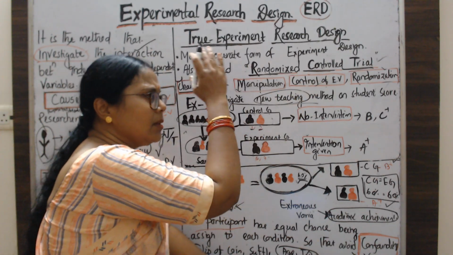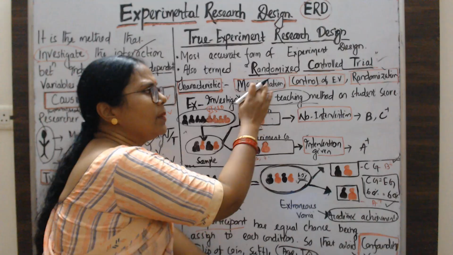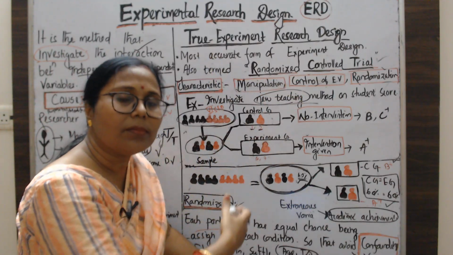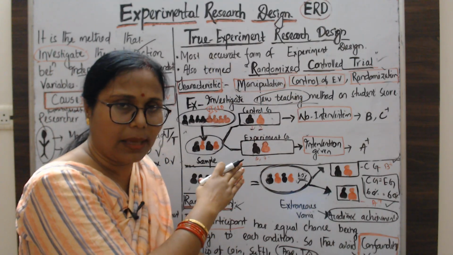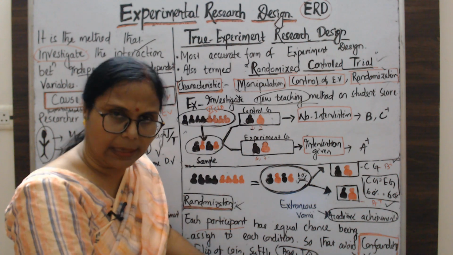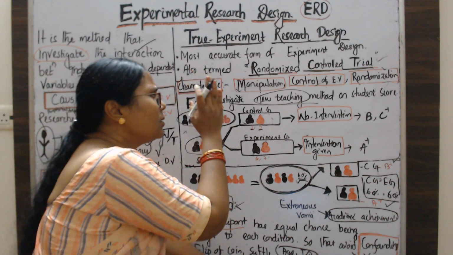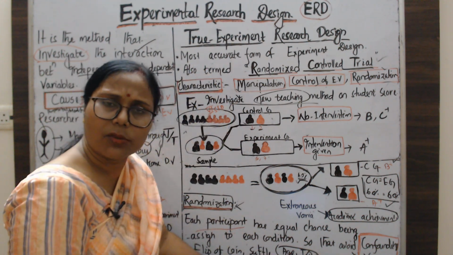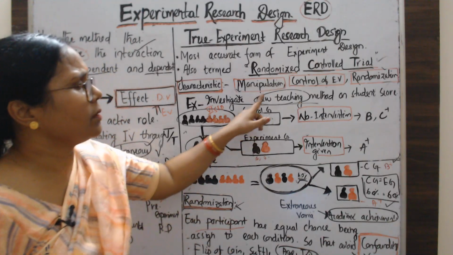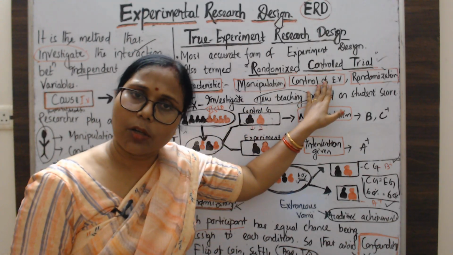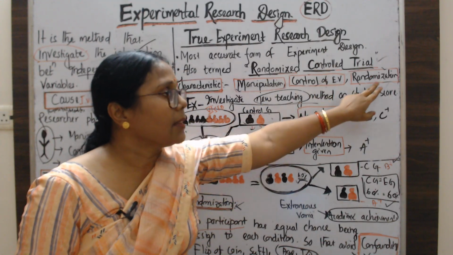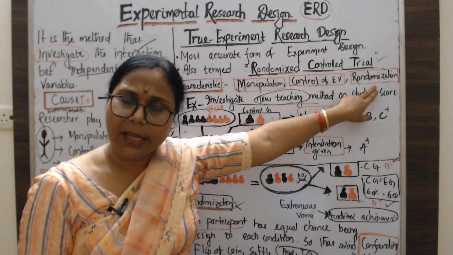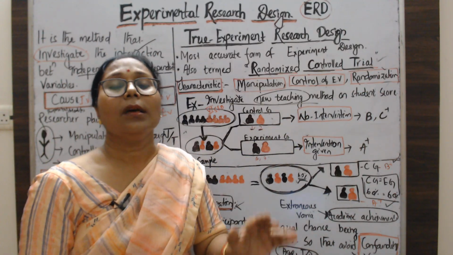In this name, randomized controlled trial, there are three characteristics, which will be discussed in this lecture. So what are the three main characteristics of true experimental research design? The first one is manipulation, second is control of extraneous variable, and third is randomization. We will discuss this with an example.